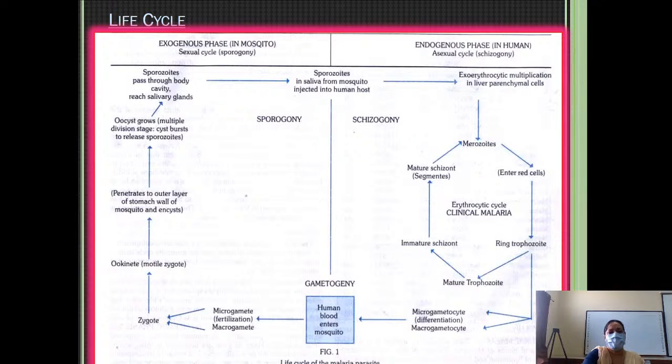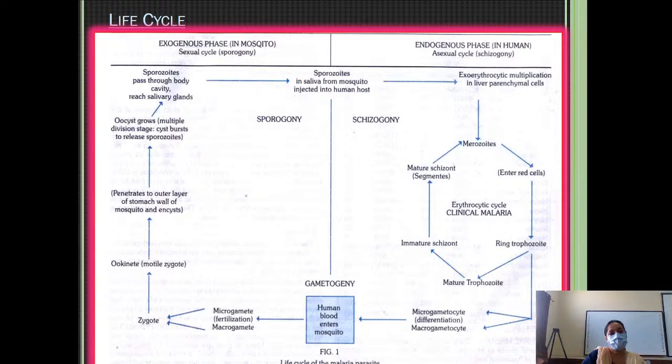Life cycle, I think I will skip, because you already know that there are 2 phases you have read in your microbiology. Please go back to microbiology and see that there is an exogenous phase in the mosquito. The sexual cycle is called sporogony. The asexual cycle occurs in humans, which is called schizogony. Then gametocytes are formed, sporozoites are formed.